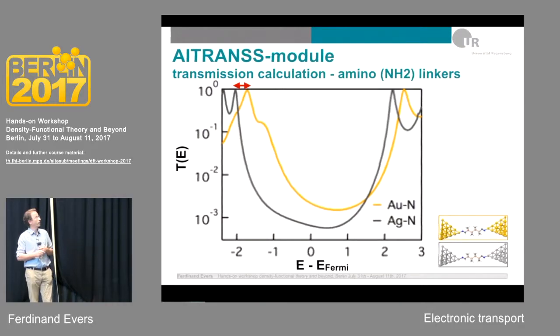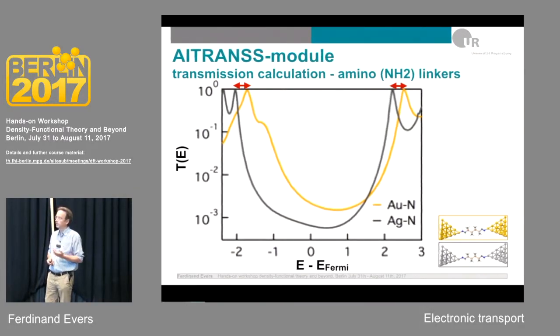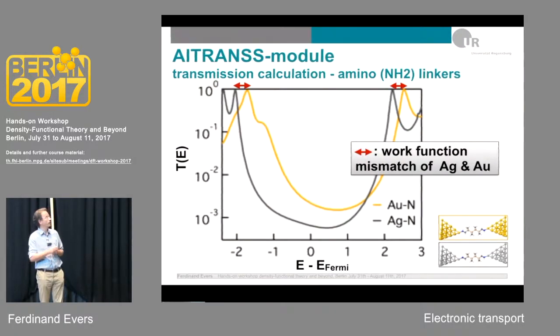There was a remark about the shift. How can we understand the shift? That's easy in this particular case. Silver and gold have two different work functions, so that the alignment of the HOMO with these work functions is shifted by the shift in the work functions. Since this is E minus E Fermi, we expect a shift in the transmission curves that should be roughly of the order of the work functions, and if you look at the numbers, then it actually is. That was fine. So here we understand now for the amino linkers, the transmission of gold is significantly larger as compared to the transmission of silver. That's consistent with the experimental findings.